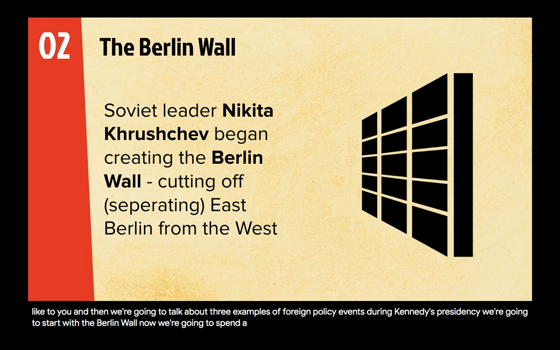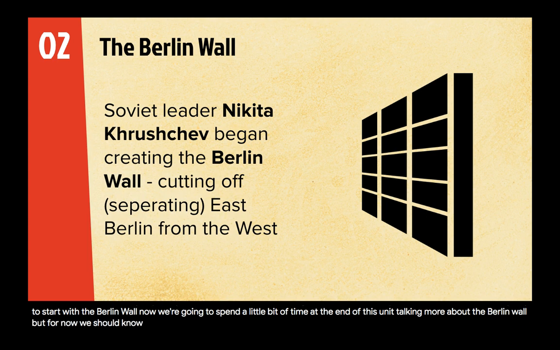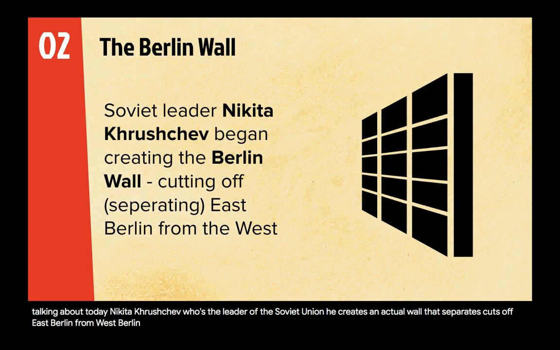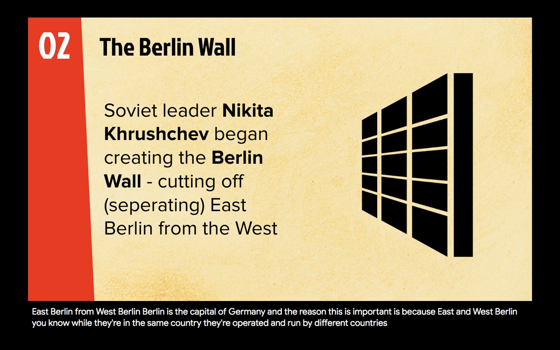Now we're going to spend, I think, a little bit of time at the end of this unit talking more about the Berlin Wall. But for now, we should know that it is an actual wall that was put in place by the Soviet leader we will be talking about today, Nikita Khrushchev, who's the leader of the Soviet Union. And he creates an actual wall that cuts off East Berlin from West Berlin. Berlin is the capital of Germany. And the reason this is important is because East and West Berlin, while they're in the same country, are operated and run by different countries at this point.